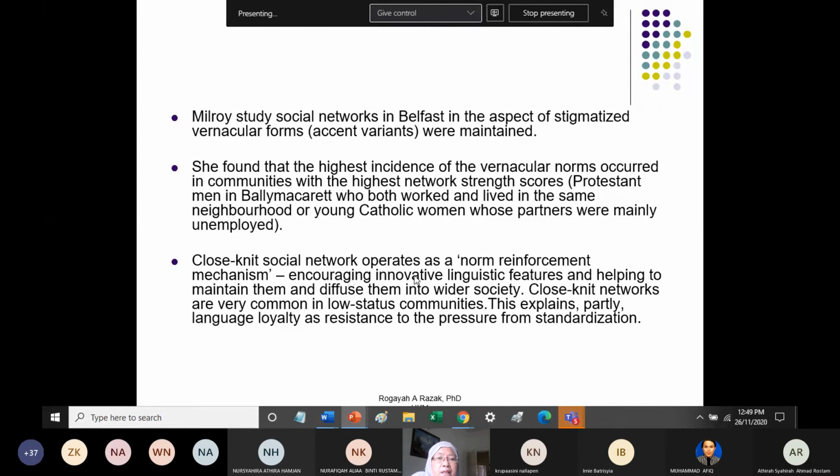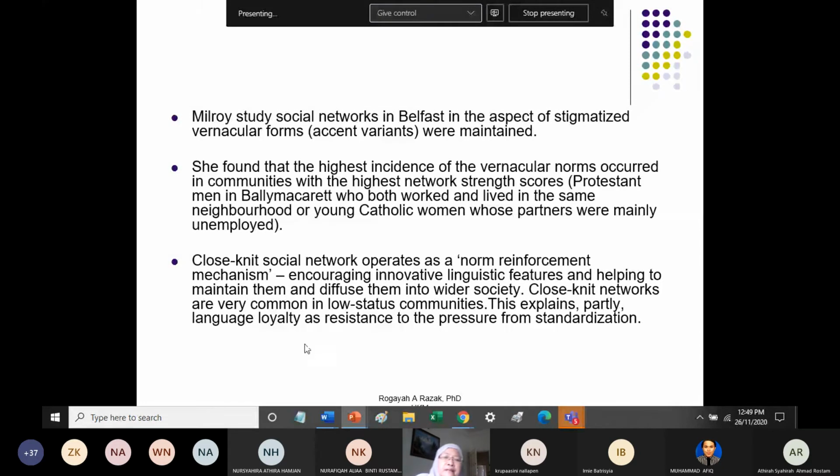A close-knit social network operates as a norm reinforcement mechanism, encouraging innovative linguistic features and helping to maintain the features and diffuse them into wider society. So close-knit networks are very common in low-status communities. This explains partly language loyalty as resistance to the pressure from standardization. So I think in this study, they were looking at people in a low-income community. I think the men are low income, and then you have the young Catholic women. Maybe I don't know, they are from a different socioeconomic status lah.